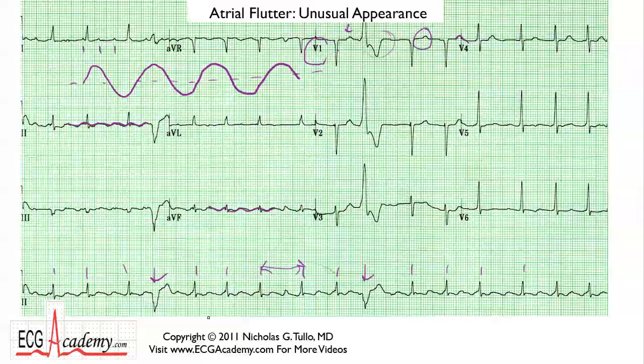So this is atrial flutter with variable conduction. And then what are these wide complex beats? Well, they're ventricular premature beats, or PVCs, whatever you want to call them. There are 2 of them here. And so the diagnosis here is atrial flutter.